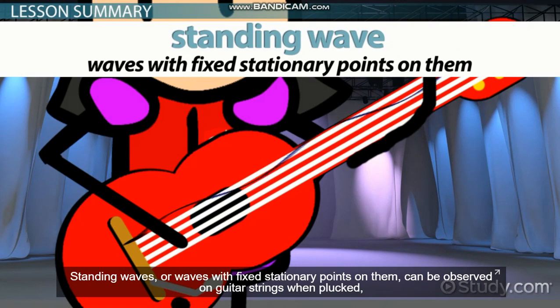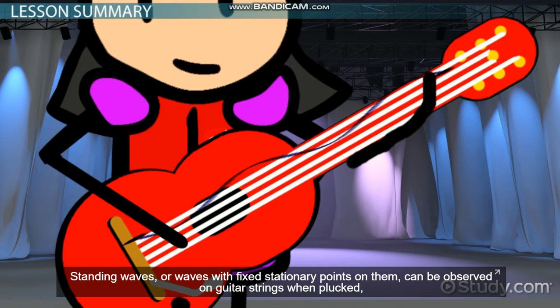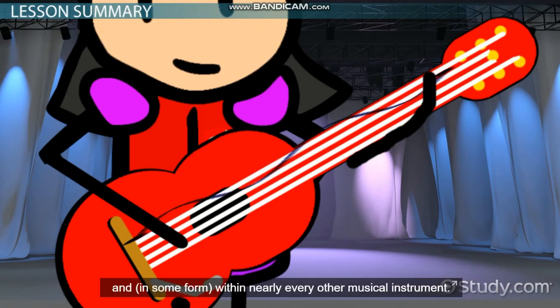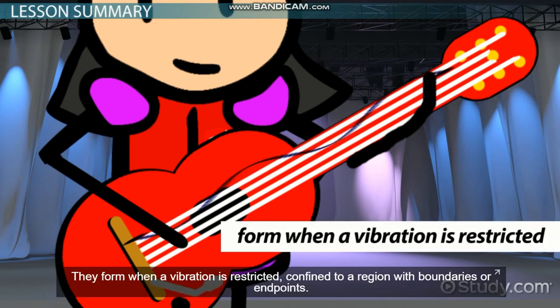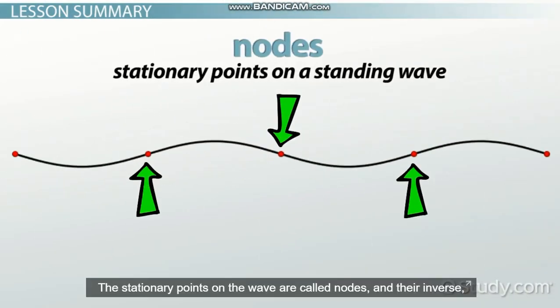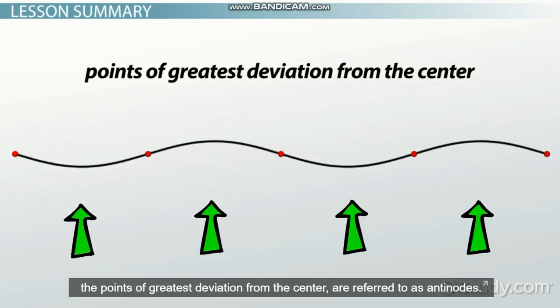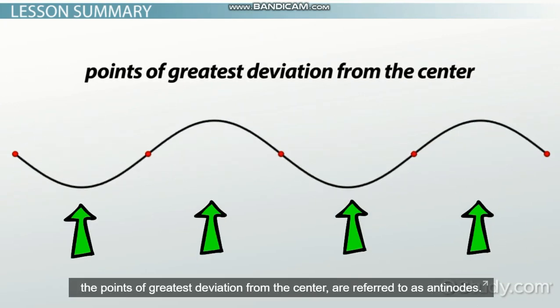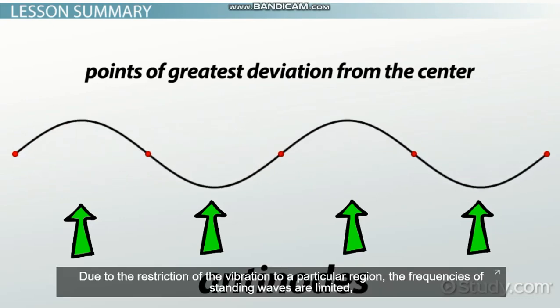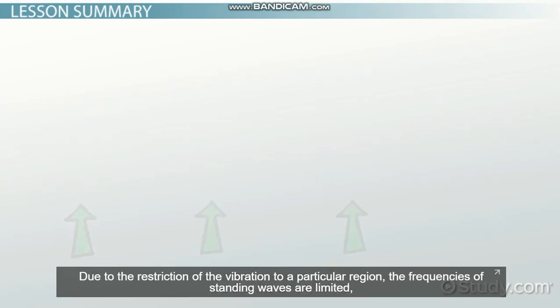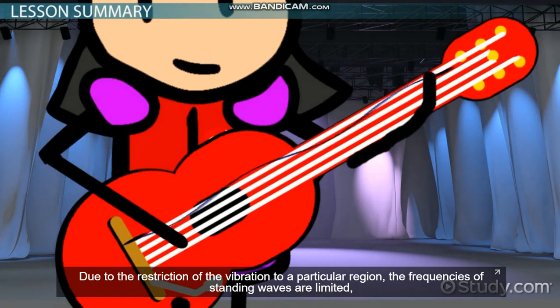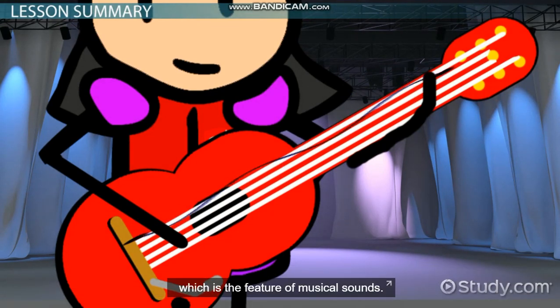Standing waves, or waves with fixed stationary points on them, can be observed on guitar strings when plucked, and, in some form, within nearly every other musical instrument. They form when a vibration is restricted, confined to a region with boundaries or endpoints. The stationary points on the wave are called nodes, and their inverse, the points of greatest deviation from the center, are referred to as antinodes. Due to the restriction of the vibration to a particular region, the frequencies of standing waves are limited, which is the feature of musical sounds.